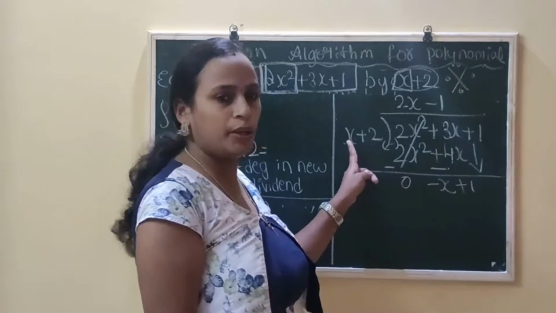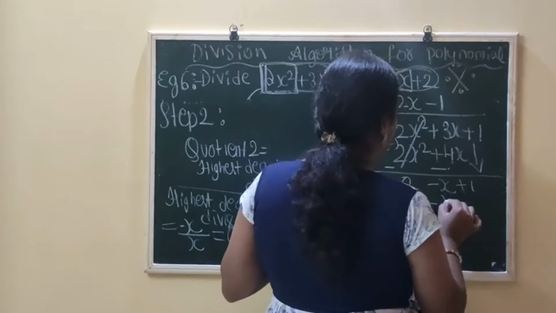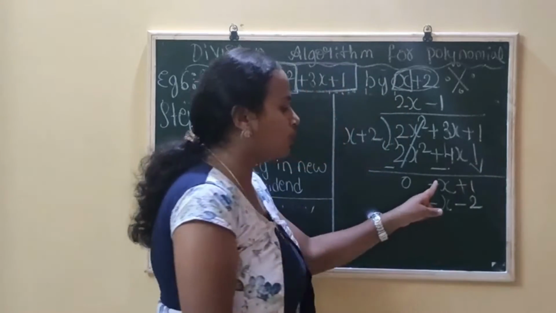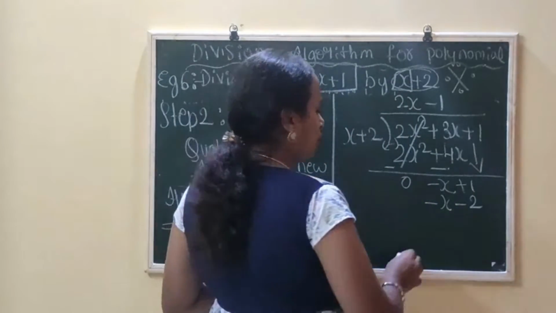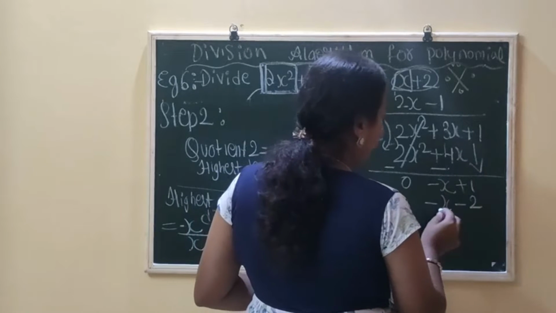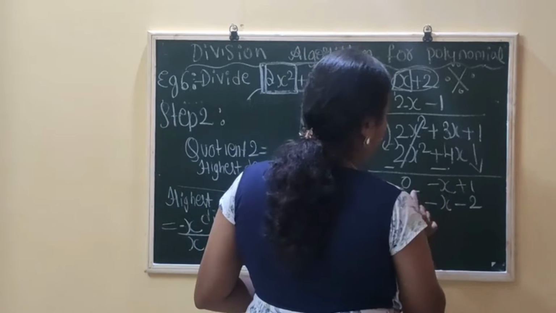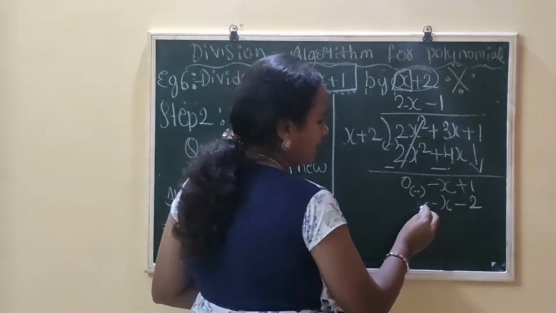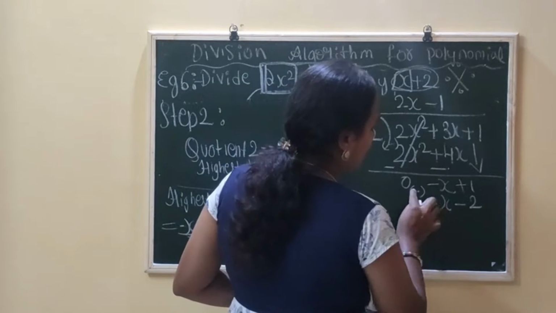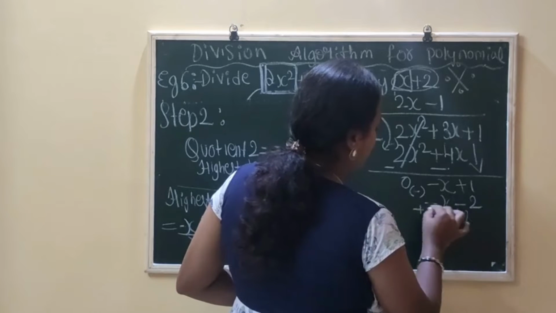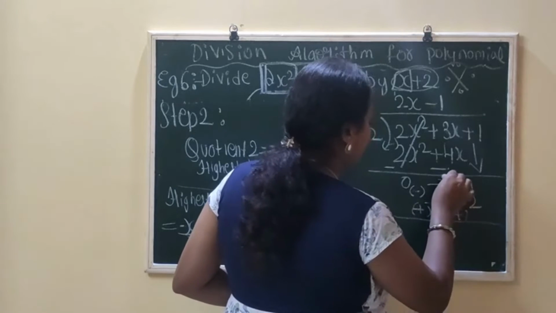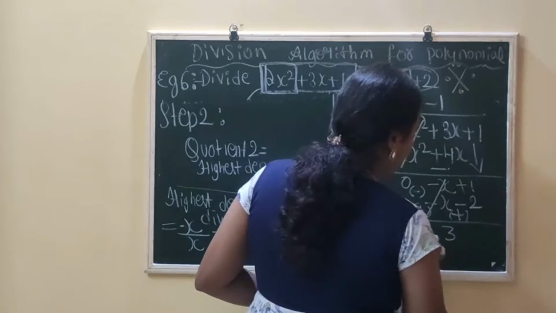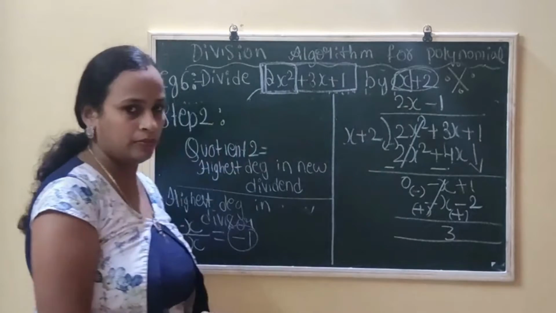So minus 1 into x will give you minus x. Minus 1 into plus 2 will give you minus 2. Now both are of same sign, so I am going to perform the subtraction operation so that the sign changes to plus. Minus into minus will give you plus. Fine. So now minus x and plus x get cancelled. Plus 1 and plus 2 will give you 3. 3 is the quotient.